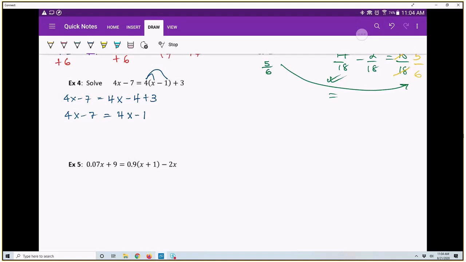So I would like to add 7 to both sides, and I get 4x is equal to 4x plus 6, and then subtract 4x from both sides. So I have 0 is equal to 6. Well, that doesn't make any sense. 0 is not equal to 6. So this equation has no solution.